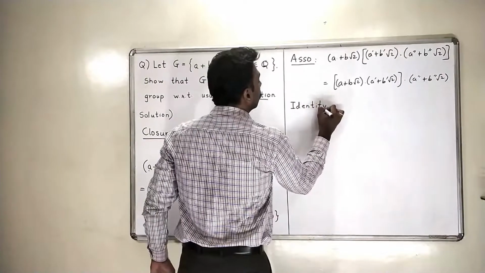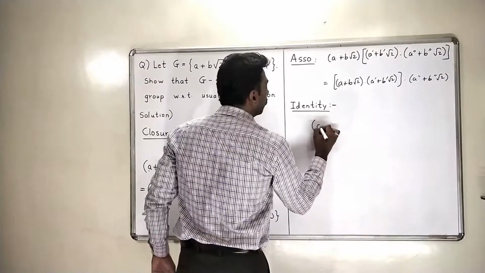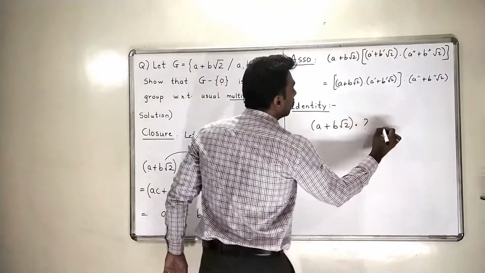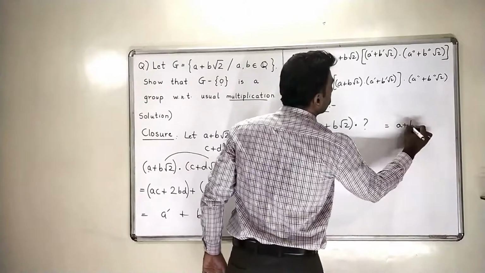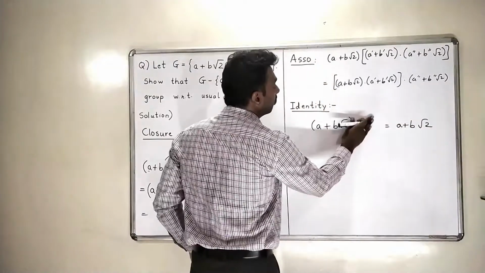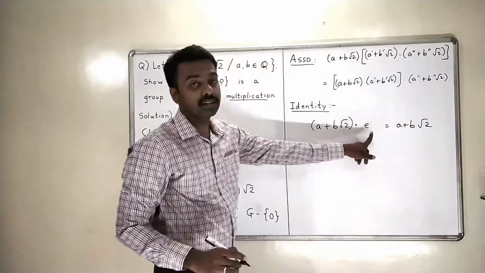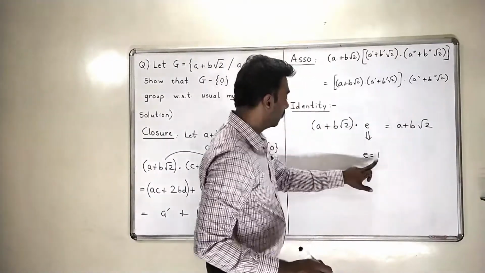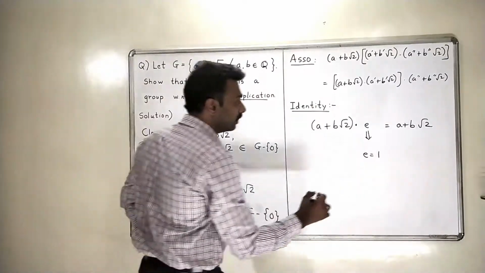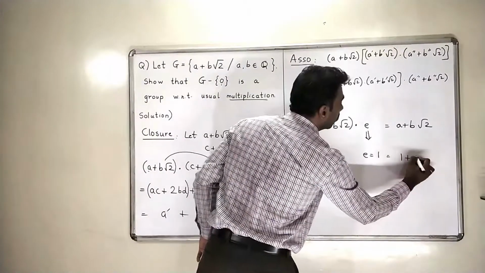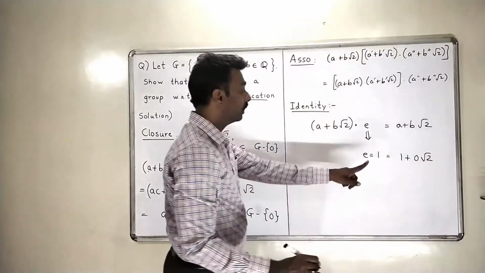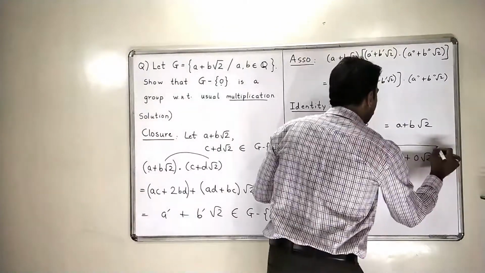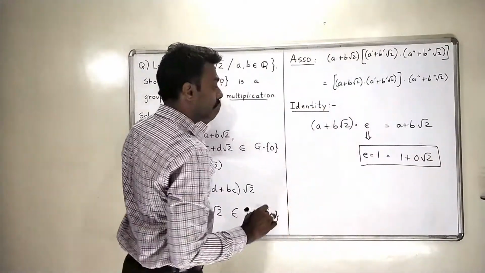Now it is clear what I should multiply to a plus b root 2 so that I will again get a plus b root 2. So this is the identity. If you guess the identity here, you will clearly understand that e must be 1. But is 1 of this type? Yes, because 1 is nothing but 1 plus 0 times root 2. So 1 is also an element of this set. So yes, identity does belong to my set G minus 0.